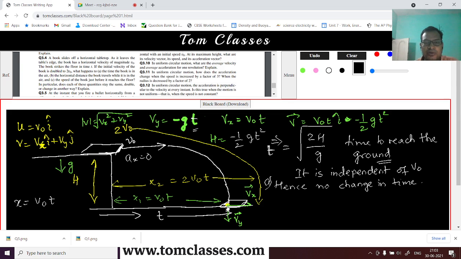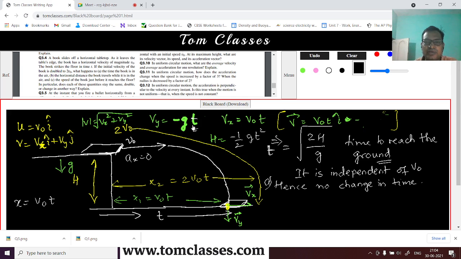Okay, now we have to find out about the speed, right? So speed will be given by this. These are going to be the two components. Here Vx is this, and this is minus Gt. So this is V naught into T, this is for the horizontal component, and it is going to be minus Gt.